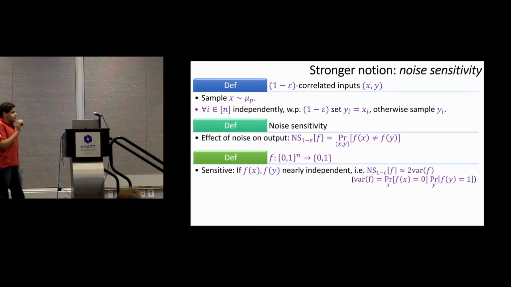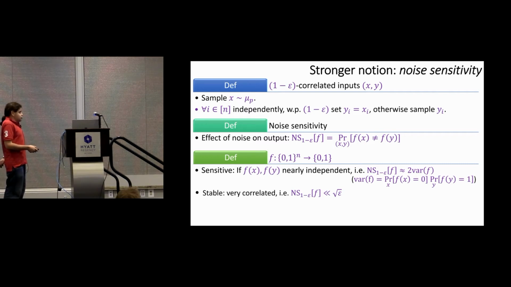And the other end of the spectrum is a function that is stable, meaning a function for which f of x and f of y are almost always equal. And it turns out that the right parameter to put here is square root of epsilon. There are reasons for that, but I don't have enough time to go into it.